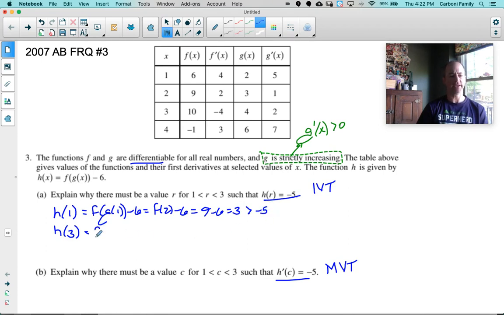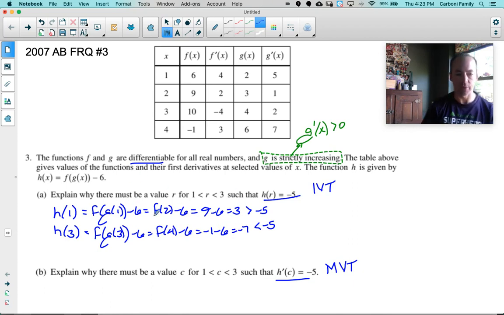And then let's find h of 3. That's f of g of 3 minus 6. G of 3 is 4. So f of 4 minus 6. F of 4 is -1. So -1 minus 6 is -7, and that is less than -5. And that is what I wanted. I wanted to go from one side of -5 to the other side of -5.